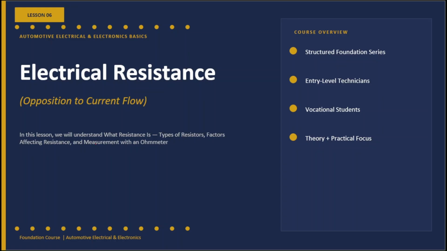In the previous lesson, we learned about electric current. What are the types of electric current, what is the effect of electric current in a circuit, and how to measure electric current using an ammeter and its units. As we are aware, this is a foundation course, hence it is very important that we learn sequentially.